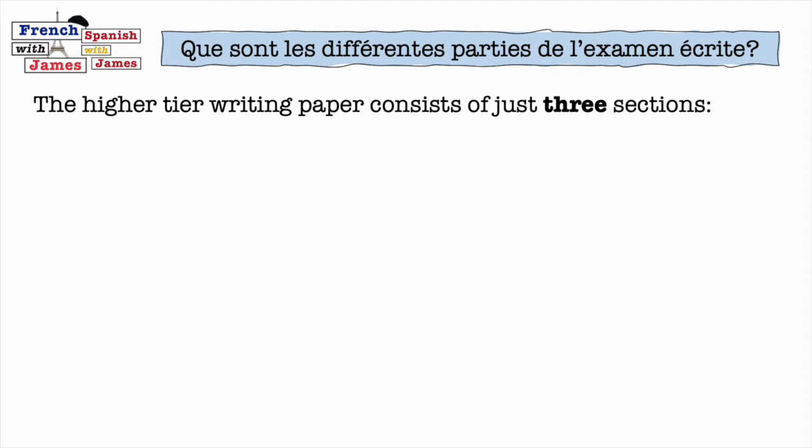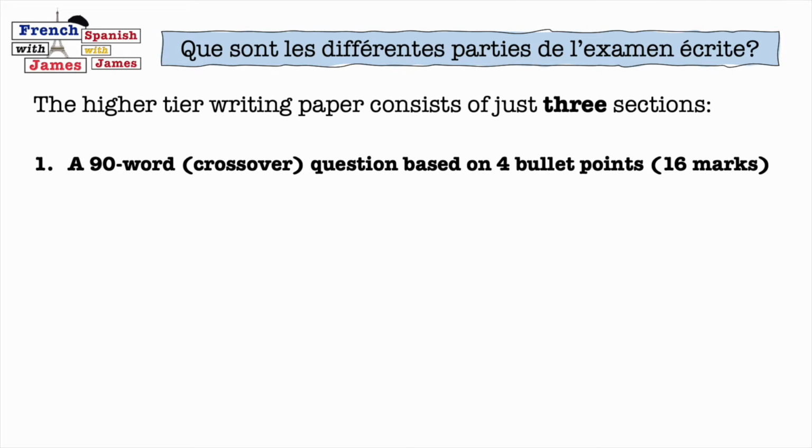Now, the higher tier writing paper consists of just 3 sections. The first is a 90-word question, which is based on 4 bullet points and it's worth 16 marks. This question is called the crossover question because it's the first one on the higher paper, and it's also exactly the same as the 4th one on the foundation paper.